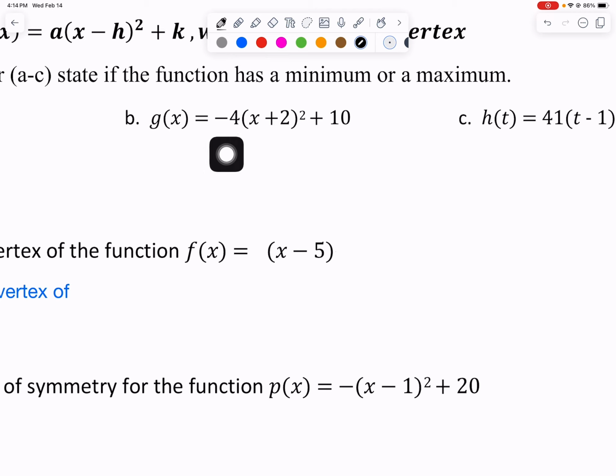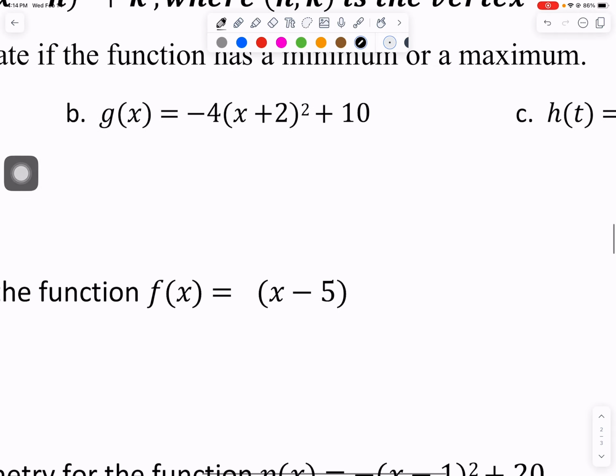g of x equals negative 4 times the quantity x plus 2, squared, plus 10. Let's identify. The function may come in a different form, but the game remains the same. A couple of players have changed, but our negative 4 in front of the parentheses is our a value. Our plus 2 is our h value.